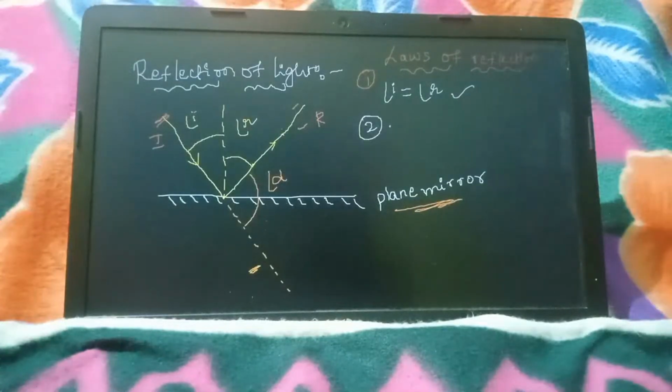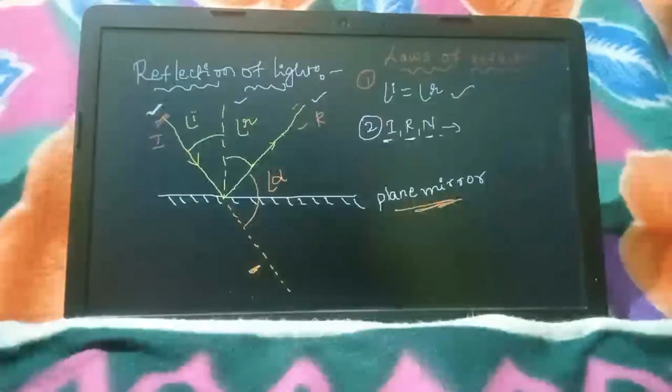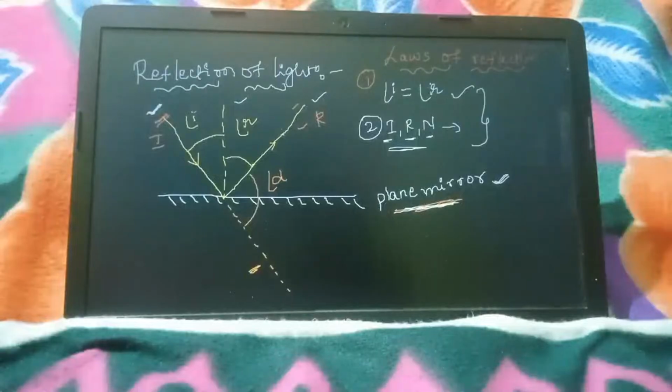The second one is that the incident ray, reflected ray, and normal line all lie on the same plane. So here you can observe this is the incident ray, this is the reflected ray, this is the normal line. This is the plane mirror. Okay, these two are the laws of reflection.